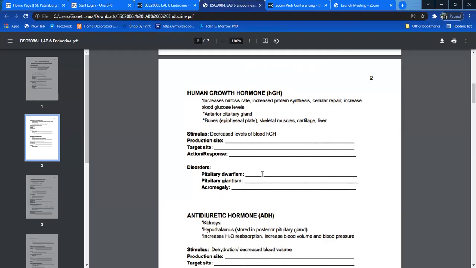Disorders. Pituitary dwarfism is a hyposecretion of human growth hormone in children or infants. Pituitary gigantism is a hypersecretion of human growth hormone in children. And acromegaly is a hypersecretion of human growth hormone in adults.